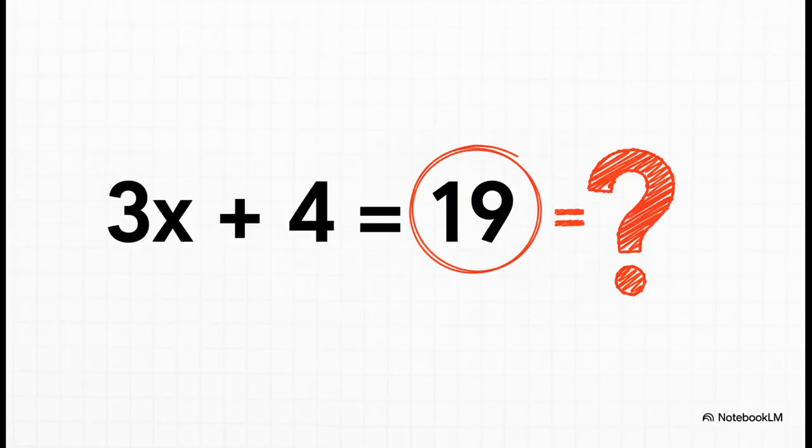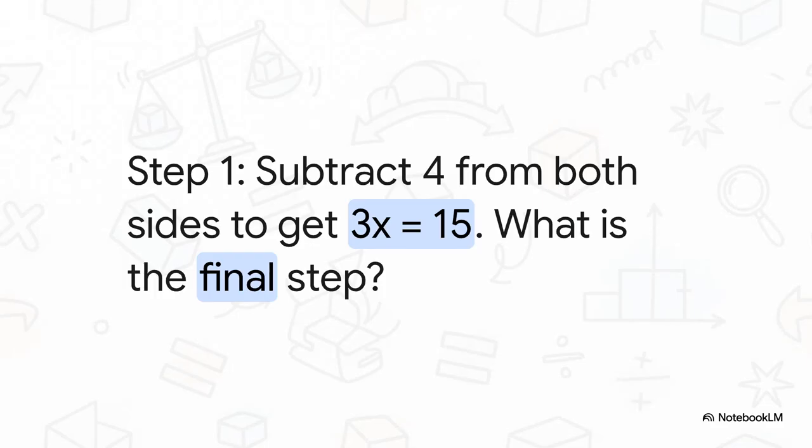We've got 3x plus 4 equals 19. You know the drill by now. What's the first thing we need to get rid of? Yep, you guessed it. That plus 4 has got to go. So we subtract 4 from both sides. That leaves us with 3x on the left, and 19 minus 4, well, that's 15. So now we're at 3x equals 15.